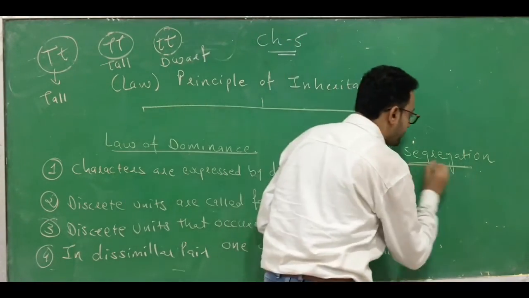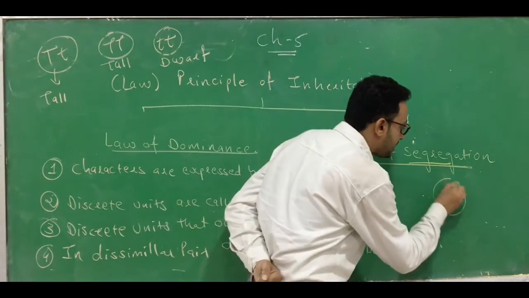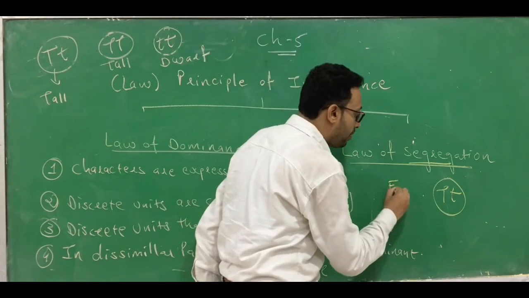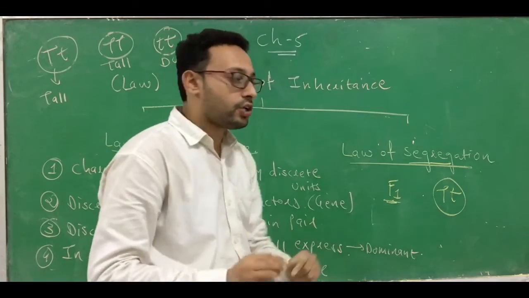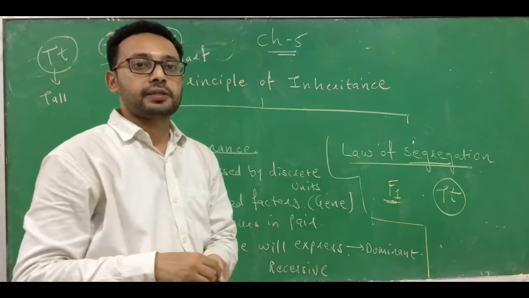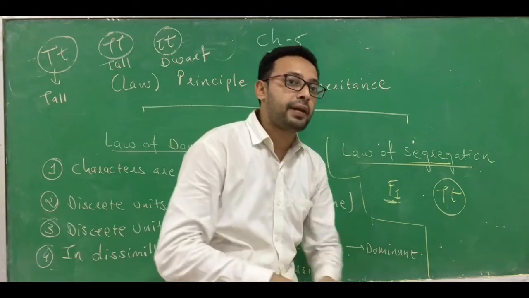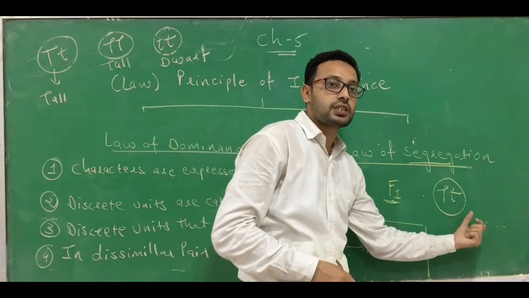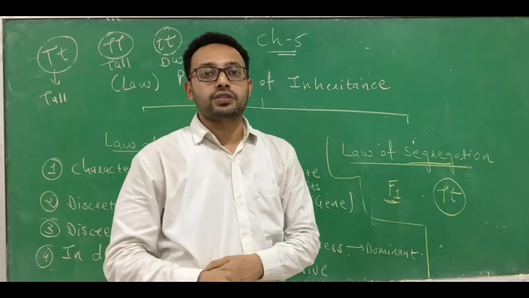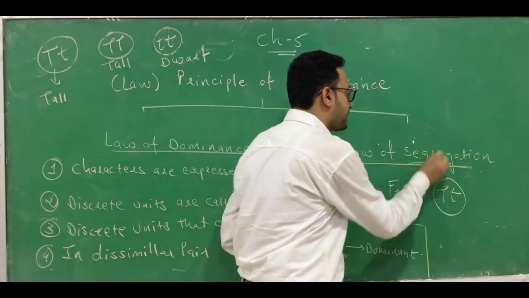Next is the law of segregation. Let's see. Here you can see that in the first generation, in Mendel's monohybrid experiment, all the plants obtained are capital T, small t. Now you see that in the first generation all plants were tall. Mendel crossed this with an even tall plant, a self-cross. But still in the F2 generation, he got a dwarf plant. Why is it? It is due to the law of segregation.